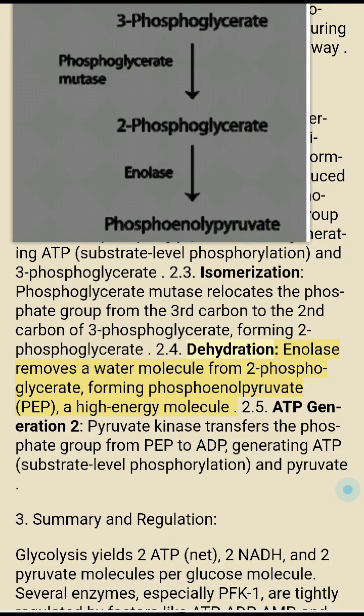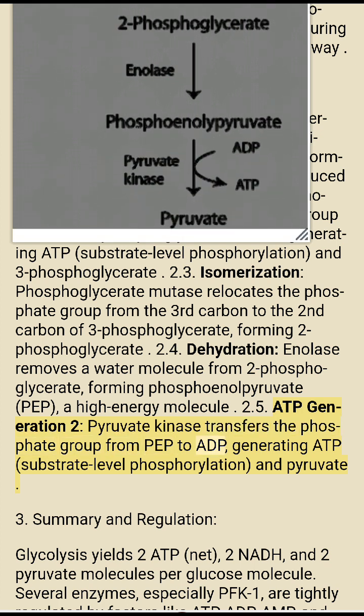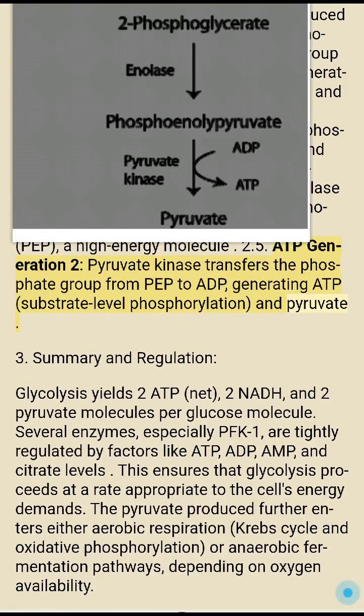2.4. Dehydration. Enolase removes a water molecule from 2-phosphoglycerate, forming phosphoenolpyruvate (PEP), a high-energy molecule. 2.5. ATP generation 2. Pyruvate kinase transfers the phosphate group from PEP to ADP, generating ATP by substrate-level phosphorylation, and pyruvate.